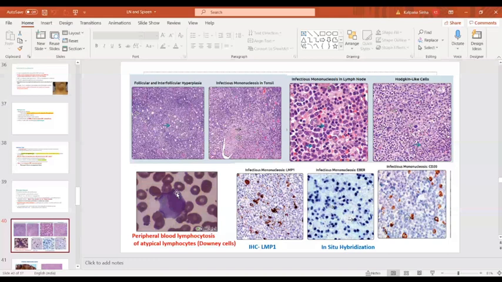When you do a peripheral smear of this patient, you will see Downey cells. These are the characteristic Downey cells. These are atypical lymphocytes present in infectious mononucleosis. So you should remember there is a proliferation of immunoblasts which can look like Reed-Sternberg cells, but they are not neoplastic. And in the peripheral smear, we will get Downey cells.